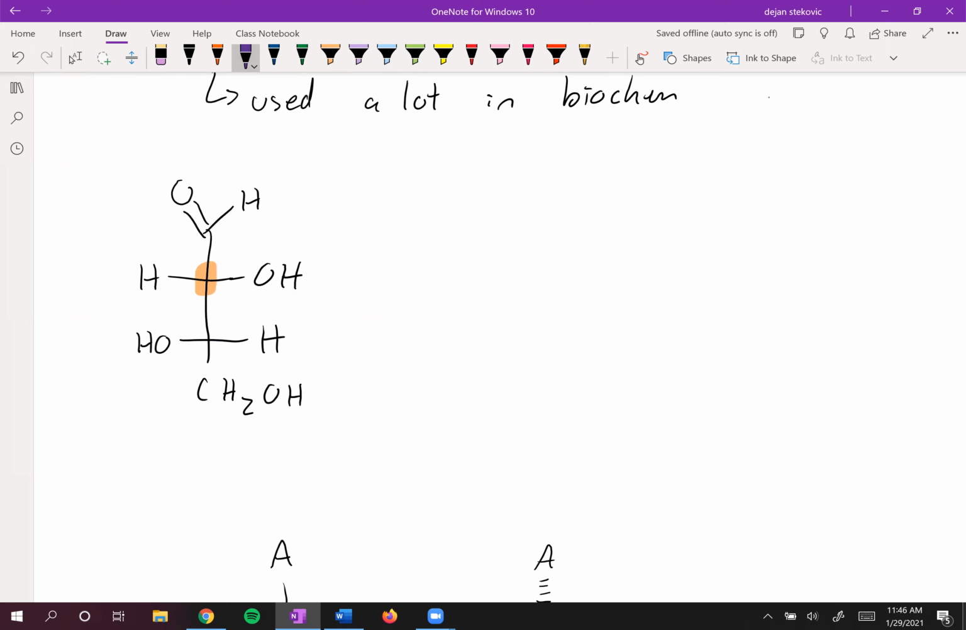The first thing we have to do is identify our priorities. We have hydrogen over here. Hydrogen is generally always going to be number 4, and that's true in this case as well. We have a direct oxygen right here, so that's going to be number 1. Then we have a carbon and a carbon. This carbon is connected to 2 oxygens, while this one is only connected to 1 oxygen, and so this one wins out as number 2. And then this one down here is number 3.